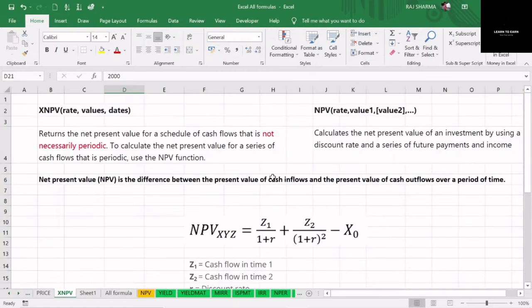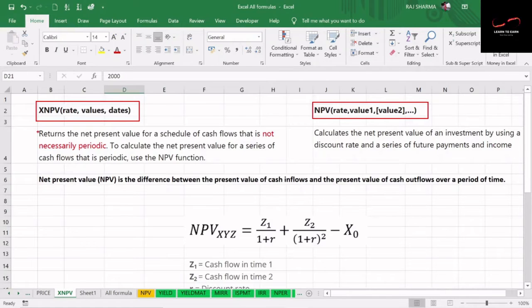So now let us move ahead. In Excel, there are two formulas used to work out the net present value. First is NPV with two arguments: rate is the discount rate, and value is the stream of cash inflow and outflow. The second formula is XNPV, which has three arguments. First is rate, second is value, and third is the date. Now, what is the difference between NPV and XNPV?